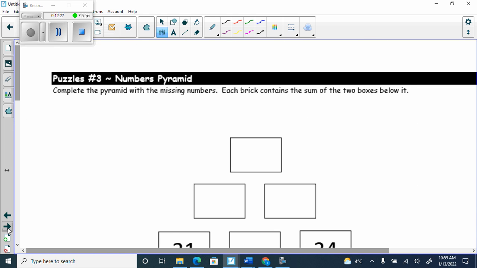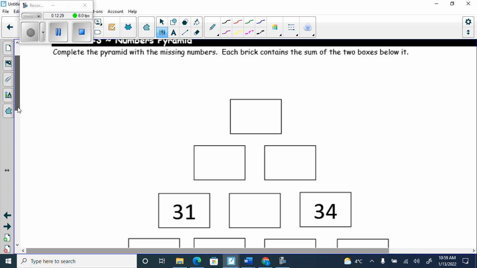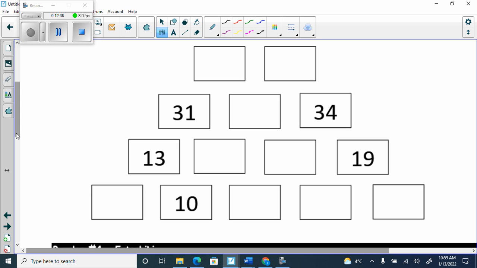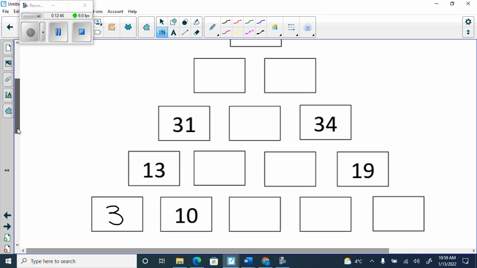We'll go to something different because that's similar. Okay. This one says, complete the missing numbers. Each brick contains the sum of the 2 boxes below it. So I'll start you off with 1. What would this box be? 3. Because 3 and 10 is 13.